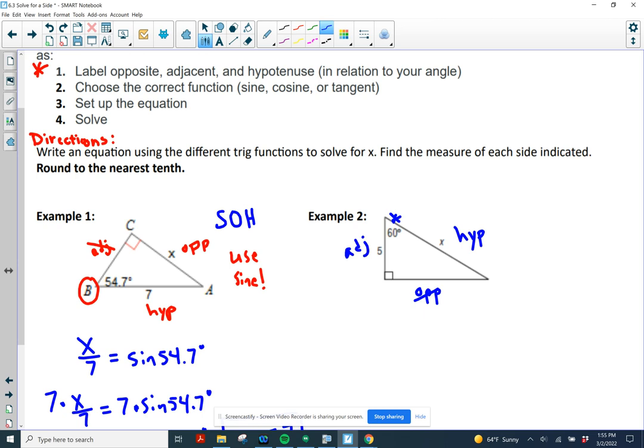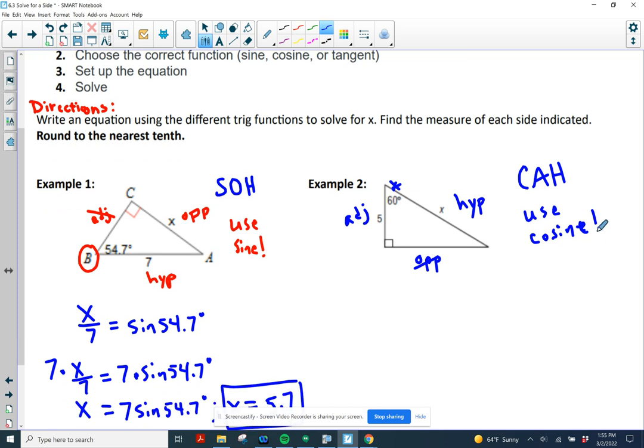So choice of function, sorry. Choice of the function that I'm going to work with, I'm going to use the cosine, because cosine is adjacent over hypotenuse, and I want to work with the adjacent and the hypotenuse. So we're going to set up our equation using the cosine. So let's write down our equation.